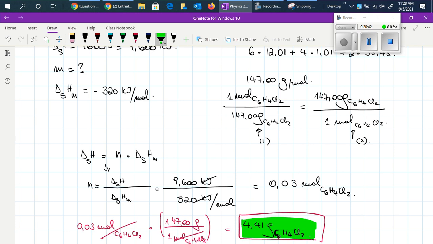I will stop here this part of the lesson and then we'll continue with more parts.